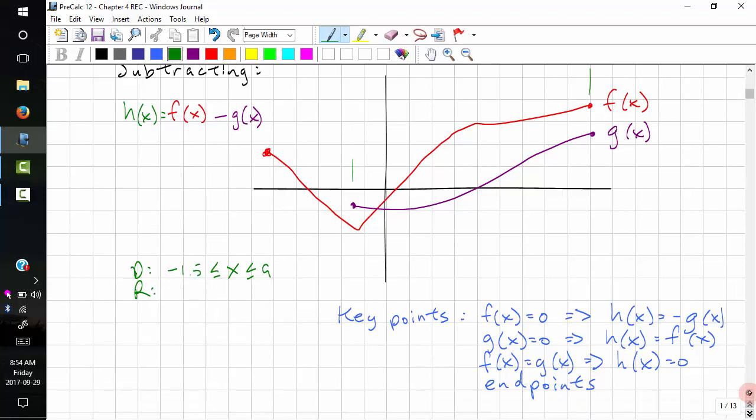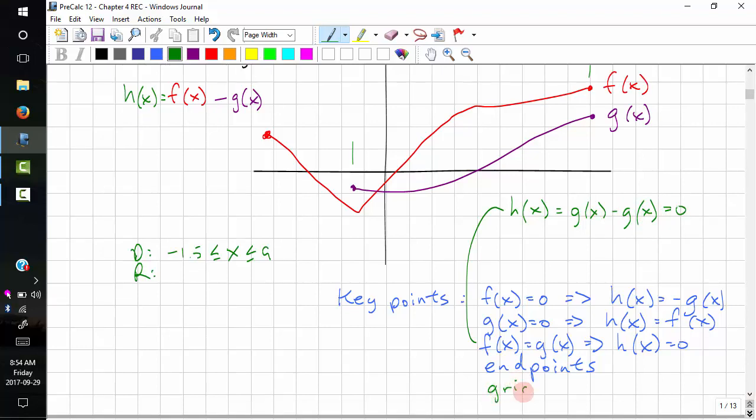So the key points are slightly different. When f of x or g of x equals 0, these are easy to derive. We just substitute like we did before. And there's a slightly different key point here. We're looking for f of x equals g of x, because h of x equals f of x minus g of x equals 0. Okay? And again, we want grid points, if available.